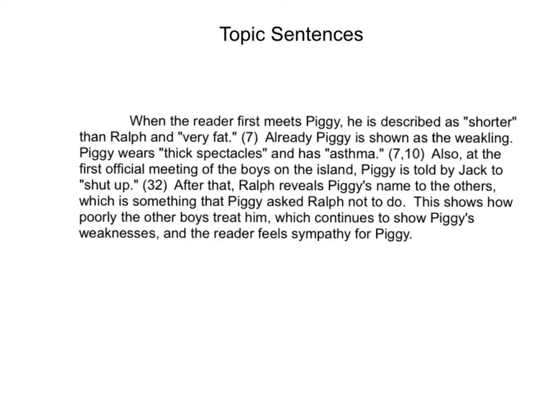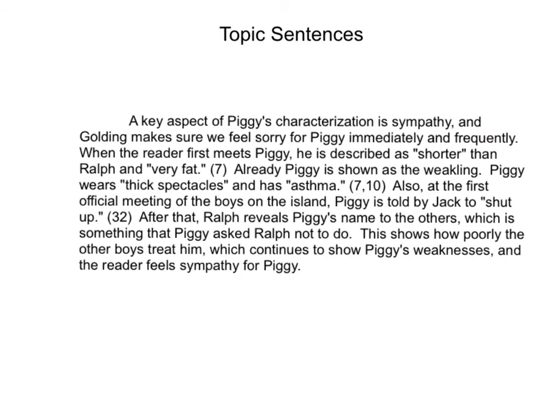Now, all the evidence in the paragraph seems to build to this point here about sympathy. Can you see how making that an earlier point would have helped the reader enormously? Take a look. The sentence that I've added here, a key aspect of Piggy's characterization is sympathy, and Golding makes sure we feel sorry for Piggy immediately and frequently, is a very helpful signpost for the reader.